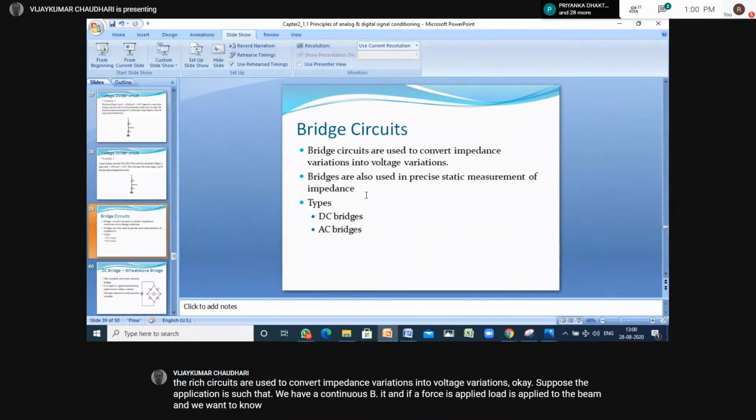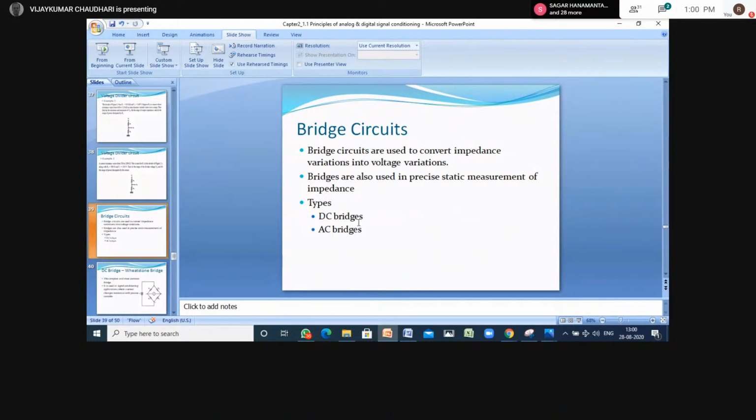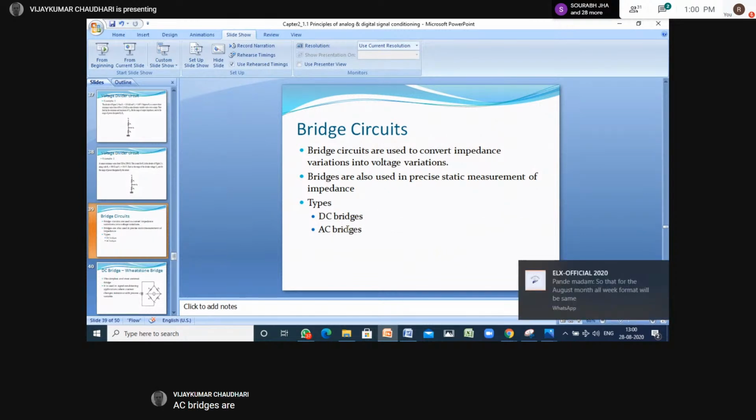Another application is sensor measurements. There are two types of bridges depending upon the supply and the values of parameters used. If it is a resistive bridge and the supply is DC, then it will be a DC bridge. In case of AC bridges, the supply is AC, and the components will be impedances rather than resistances. So DC bridges are resistive bridges with DC supplies, and AC bridges are impedance circuits with AC supply.